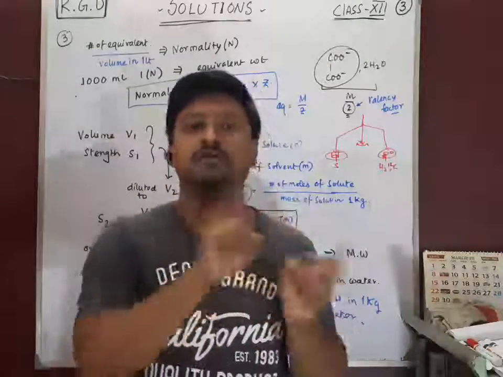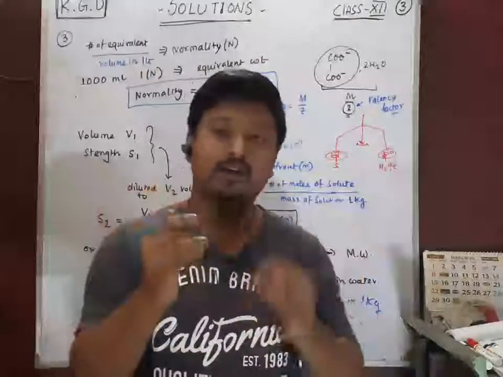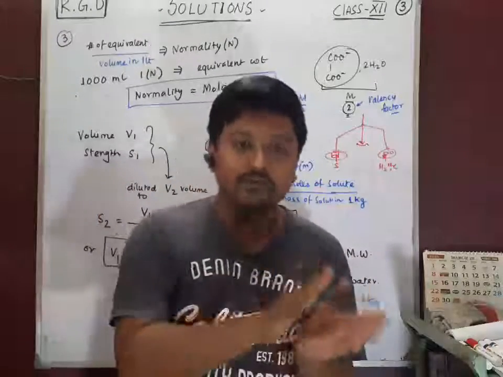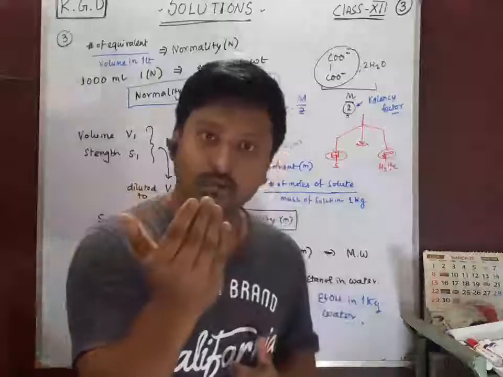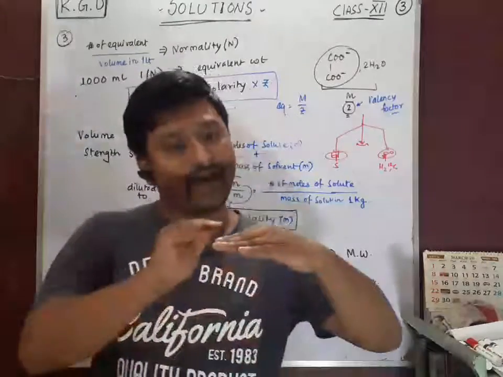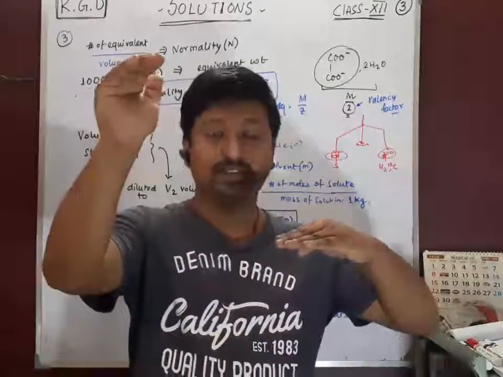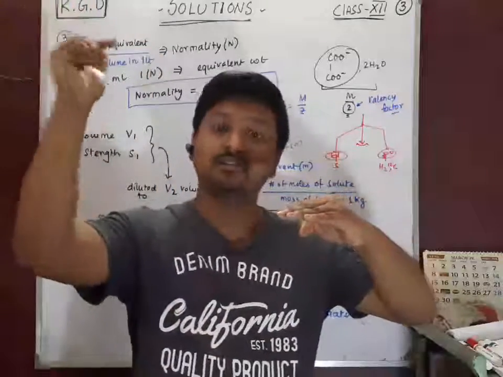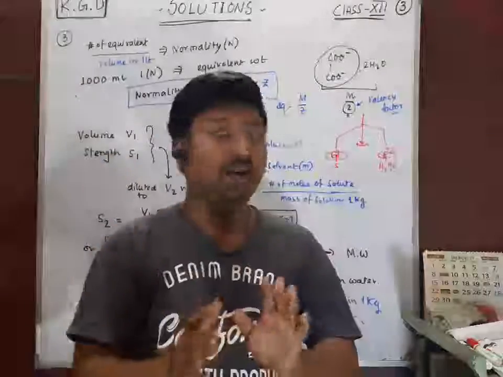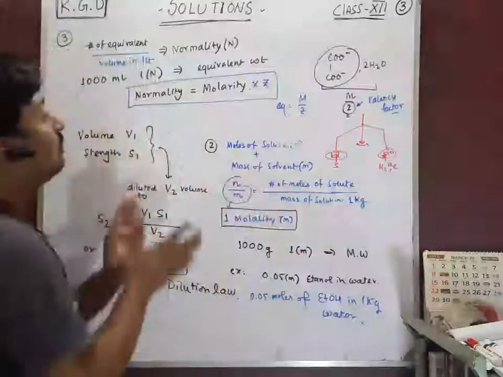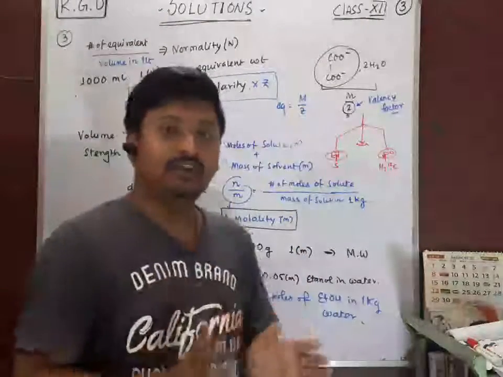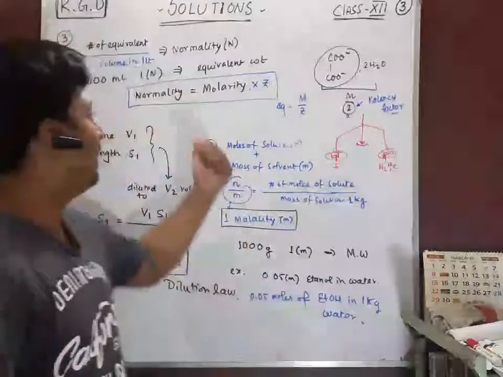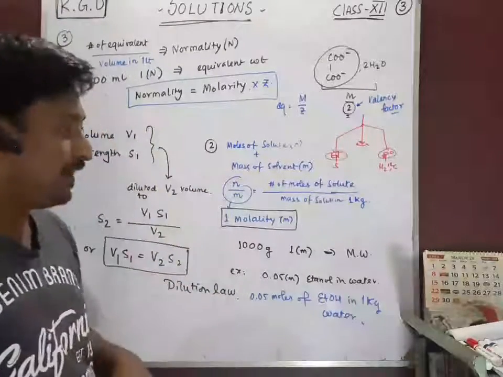Clear? Now let's come to the moles. If you have moles by moles, that is mole fraction. If you have moles by volume, that is molarity. If you have moles by mass, that is molality. And if you have the number of equivalents, which is a different concept, equivalents by volume, you have normality. So you can think about all these combinations.